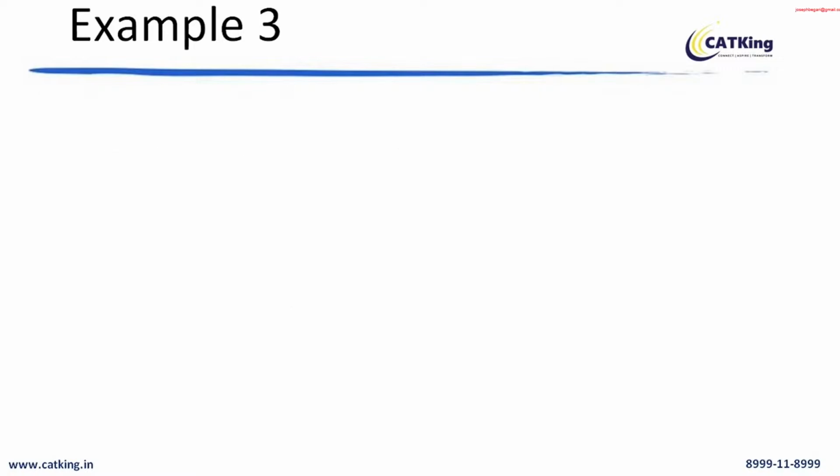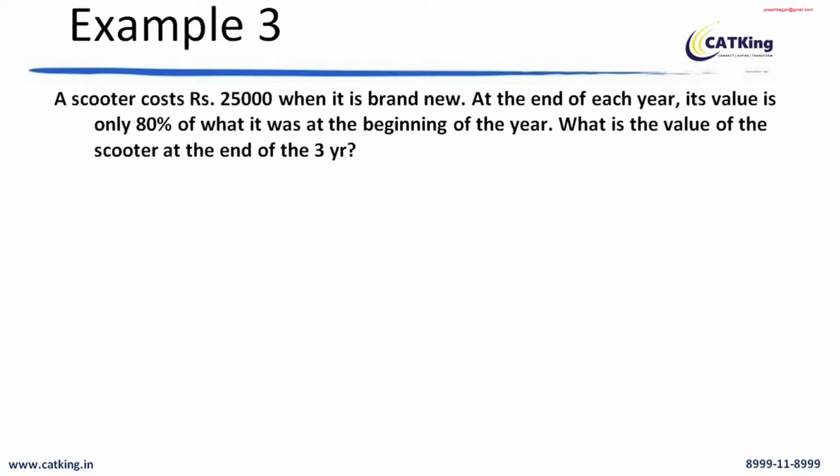Alright, let's move on to the next example. So we said that a scooter costs 25,000 when it is brand new. At the end of each year, its value is only 80% of what it was at the beginning of the year. What is the value of the scooter at the end of 3 years? So they said it is a 25,000 scooter, and by the end of the year the value of the scooter is only 80% of it. We have to find the value at the end of 3 years.